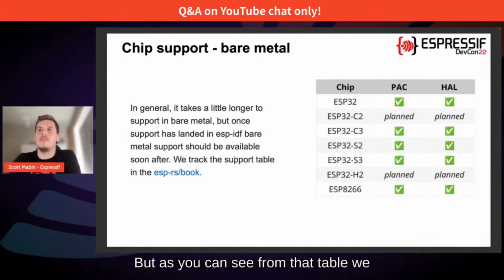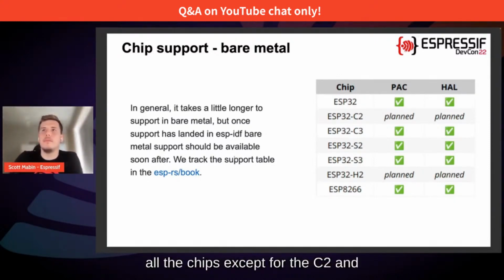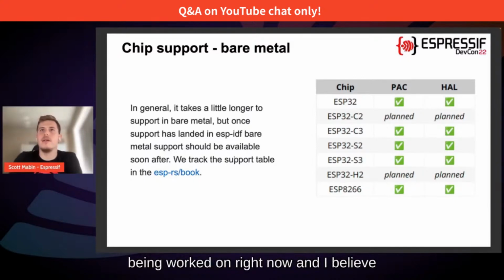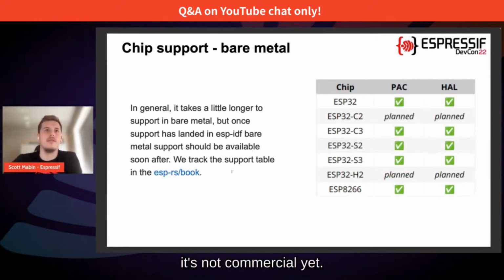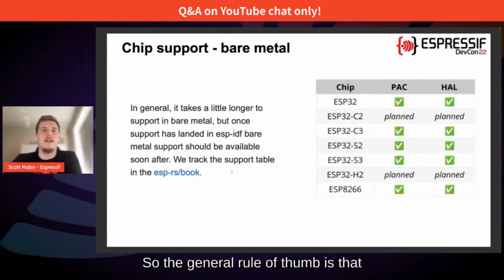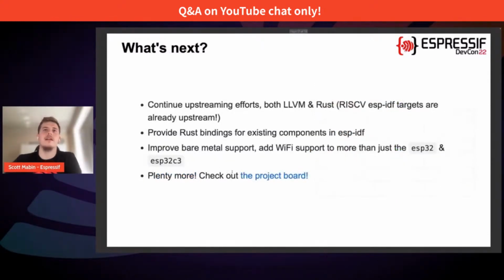As you can see from that table, we already support all the chips except for the C2 and the H2. I know for a fact the C2 is being worked on right now, and I believe we have some level of support for it, but it's not been merged yet. So the general rule of thumb is that bare metal will take a little bit more time to support a chip, but in my experience, it's not been that long. So hopefully by this point, you're excited by Rust.